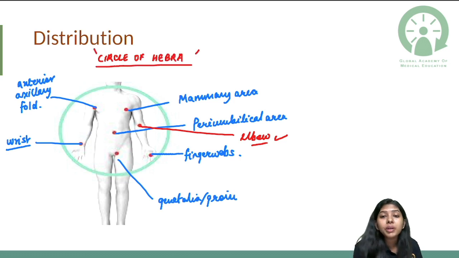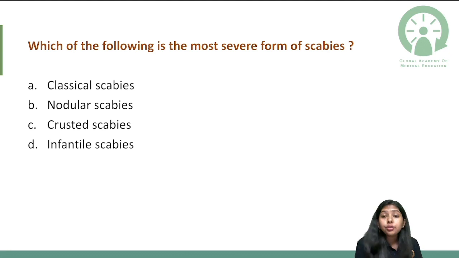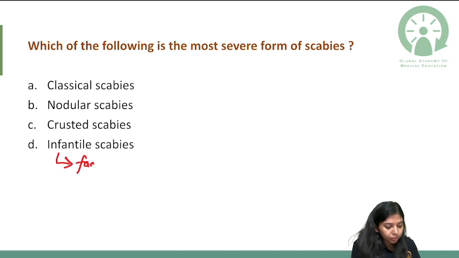So circle of Hebra is related to scabies, right? Coming to another question, which of the following is the most severe form of scabies? Now see, you have looked at classic scabies, the classic clinical pointers. Now there are three variants that you have to remember: nodular scabies, crusted scabies, and infantile scabies. See, infantile scabies will involve the face also.